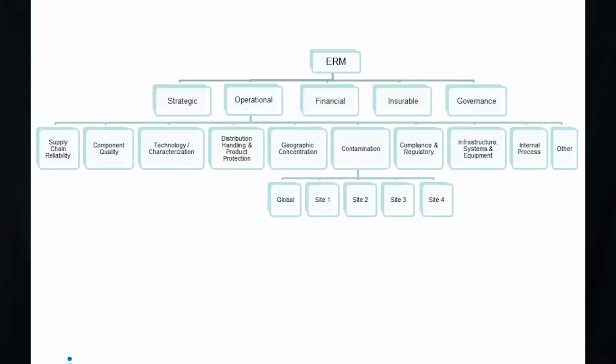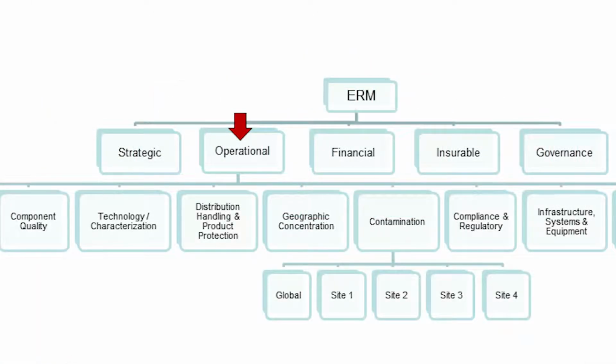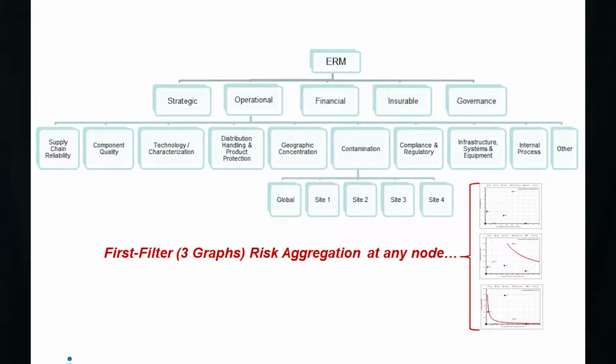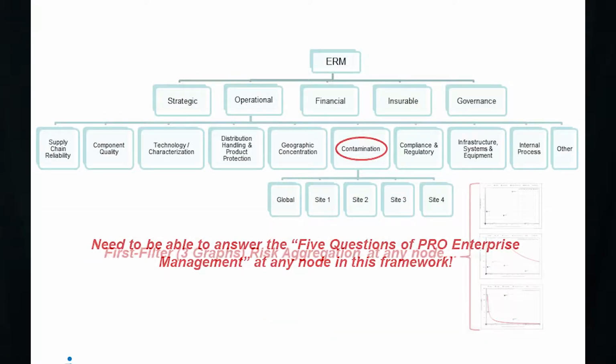Here is an example of a partial framework for enterprise risk management where I'm drilling down into categories of operational risk. The categorization scheme in the enterprise risk management framework must be consistent with our categorization scheme in the risk assessment first filter. In that way, for any node in this framework, we can generate the 3 risk grids.